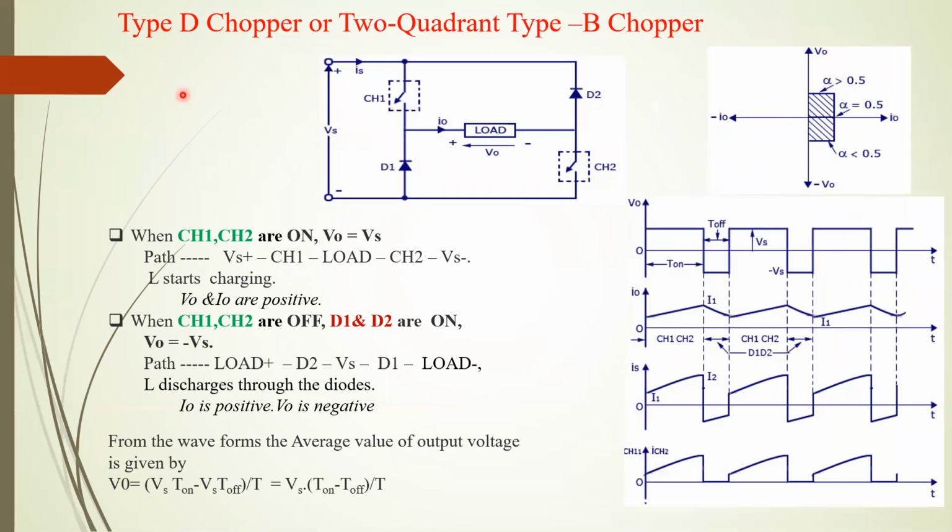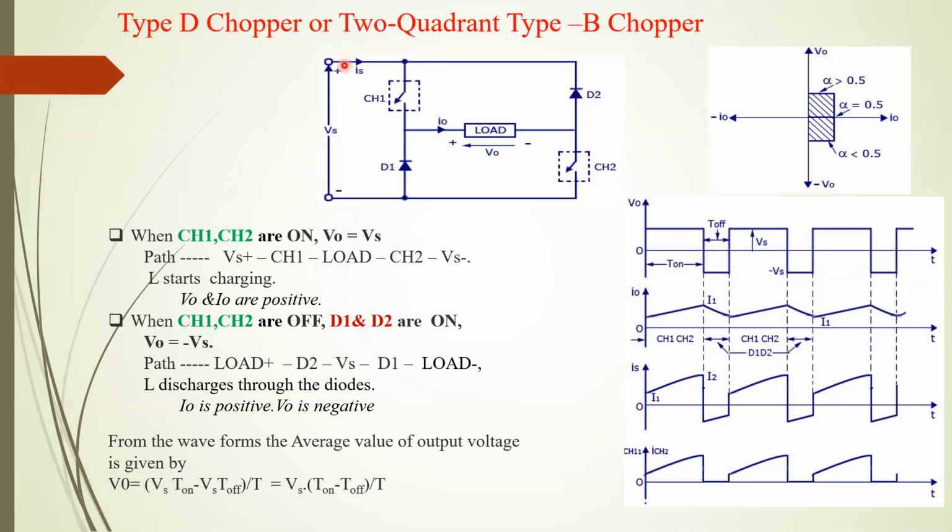Type B chopper, or 2-quadrant type B chopper. This is the circuit of the type D chopper. Let us discuss what happens. Let us see what happens when the choppers are on. Now, to complete the path, we need to turn on chopper 1 and chopper 2 simultaneously here. Now, in the first mode, chopper 1 and chopper 2 both are on. In this case, the supply voltage is applied to the circuit.